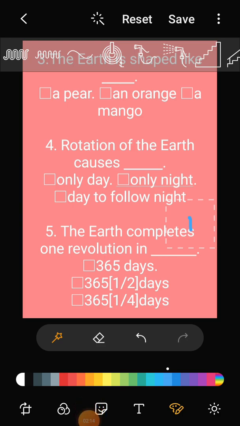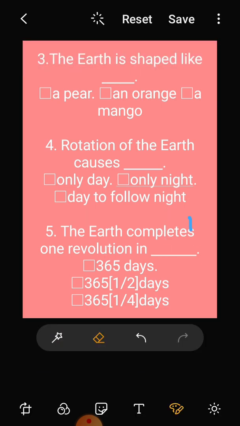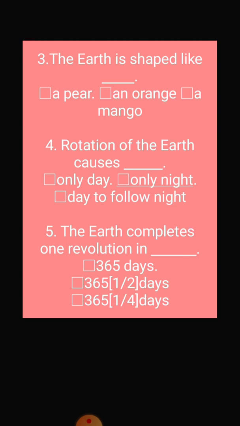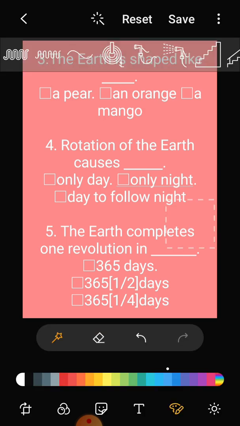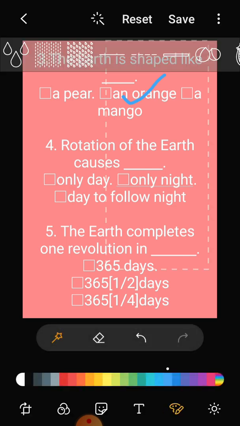Next, the earth is shaped like dash. Given options are a pear, a mango and an orange. And the correct answer is an orange. The earth is shaped like an orange.